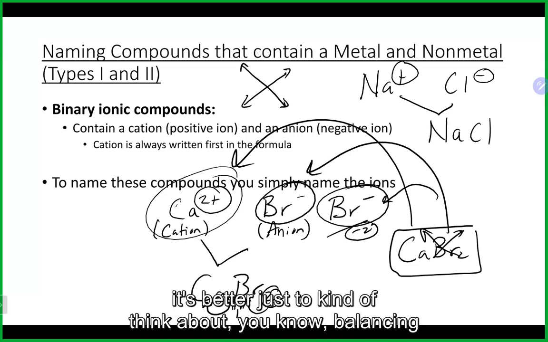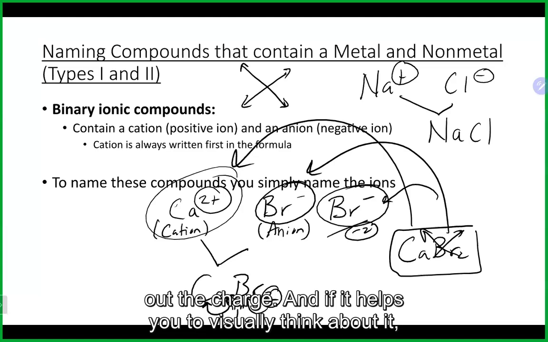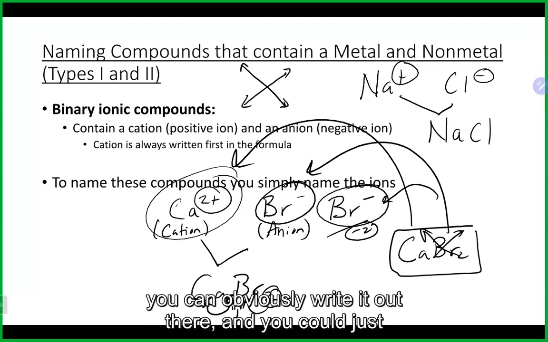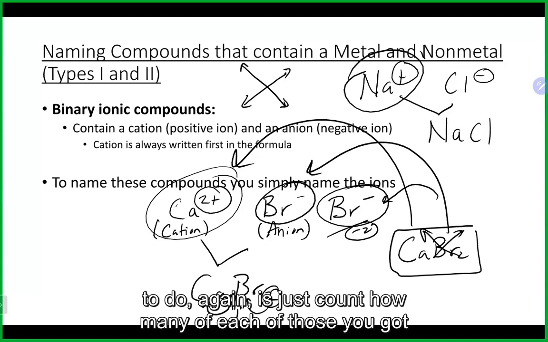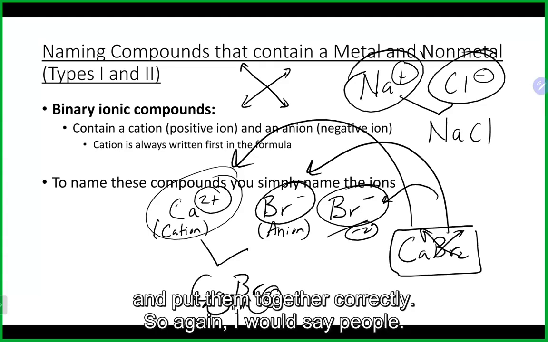So sometimes it's better to think about balancing out the charge. And if it helps you to think about it visually, you can write it out and balance out the charge. Like I just did there, all you have to do is count how many of each you got and put them together correctly.